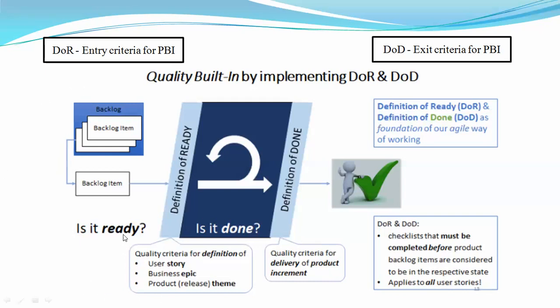So these are some checklists which must be completed before we take some backlog item. Let me tell you a very clear example. So you have a user story. When can you tell that the user story is ready? For that, there are certain conditions. Can you tell, based upon your understanding, when the user story can be ready?